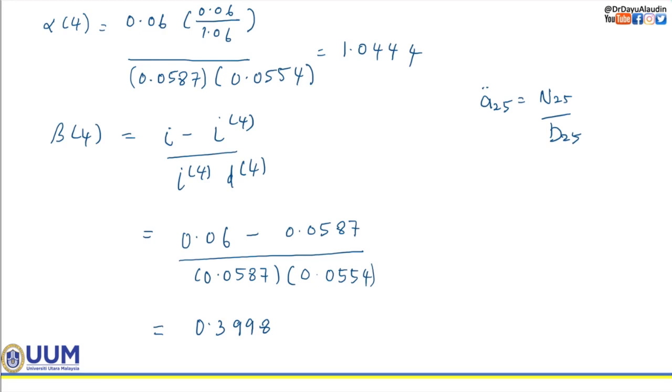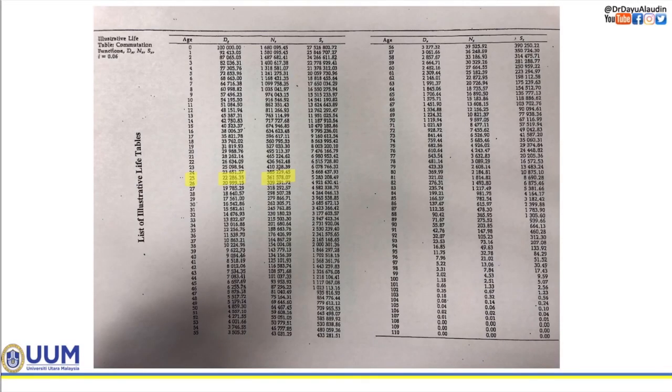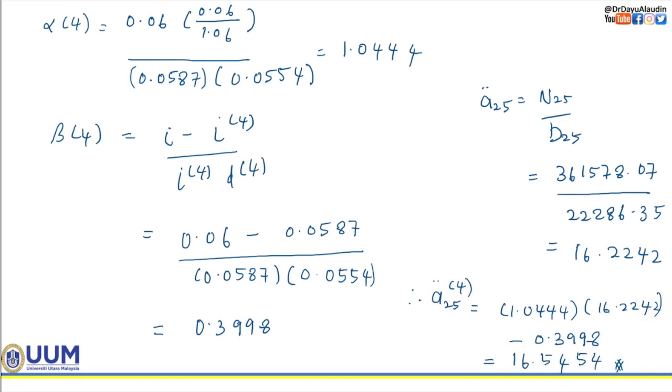Then we have to find ä_25. So ä_25 is N25 over D25, and we refer to the table at age 25, substitute the values, and then we can solve this equation. So this is alpha times the annuity at age 25 with once payment per year, minus beta. Okay, so you can also try the traditional approach.